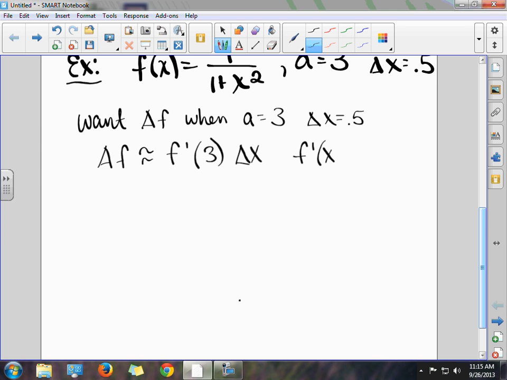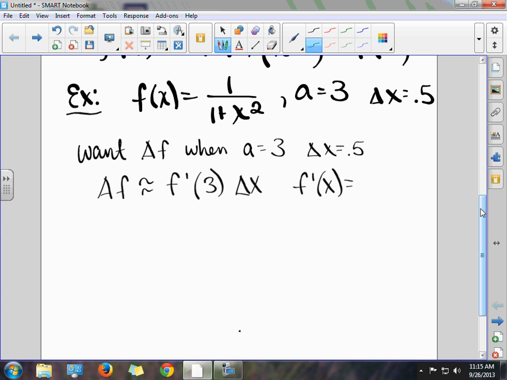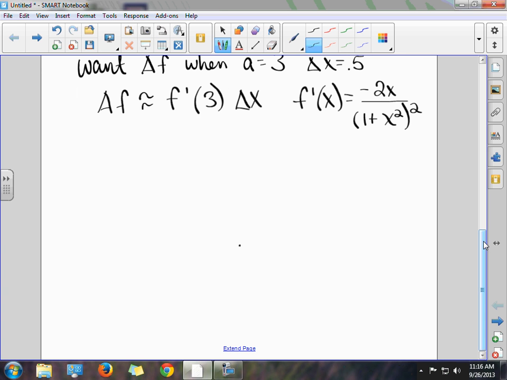My f prime of x: I am going to rewrite this as 1 plus x squared to the negative 1. Then I'll end up with negative 2x, because I'll do the chain rule, all over 1 plus x squared, all squared. And now I want to find f prime of 3. F prime of 3, when you plug everything in, is going to be negative 0.06. I'll need that in just a minute, so I'll deal with that later.